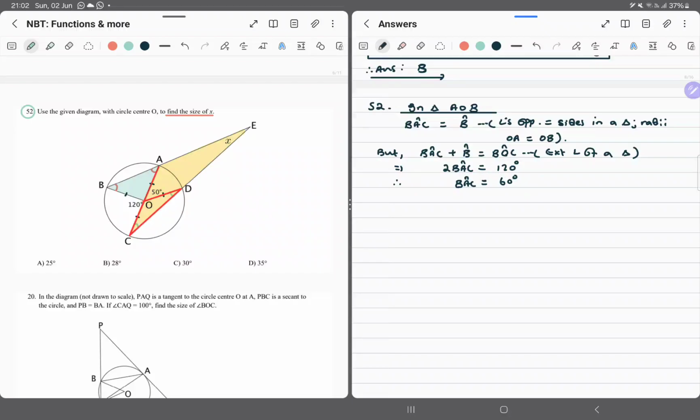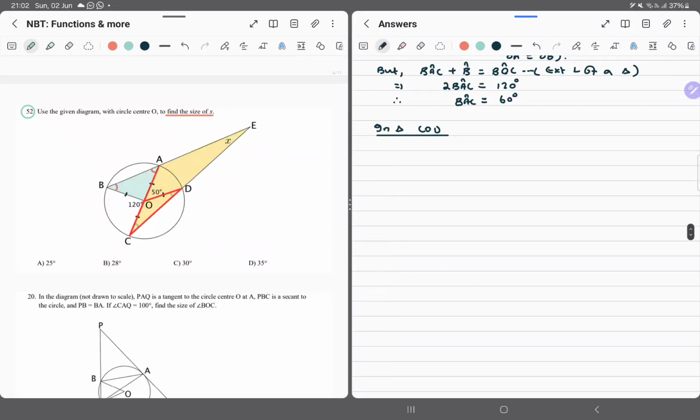Now we want to look at the red triangle. We will say in triangle COD, what is the story here? We know that we're interested in angle C, so angle C is standalone plus this angle ODC. No. They are equal first.